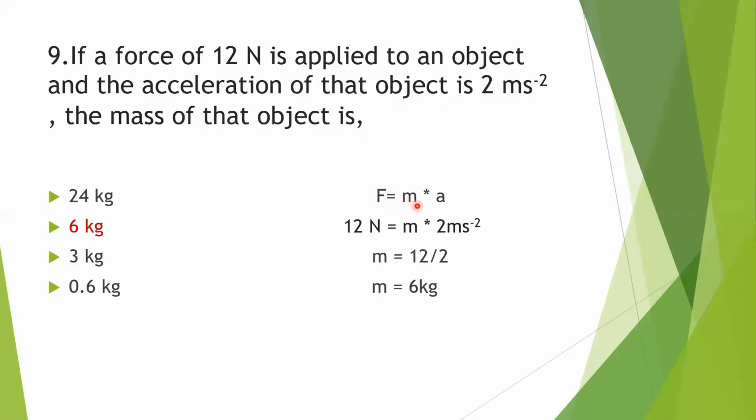Same as in the previous one, F equals m into a. In here, Buddha, they have given you the force. F is given as 12 and they are asking you for m, and you have the acceleration as 2 meters per square second. So you have to make m the subject, and when you make m the subject, 12 will be divided by 2 and it will be 6 kilogram.